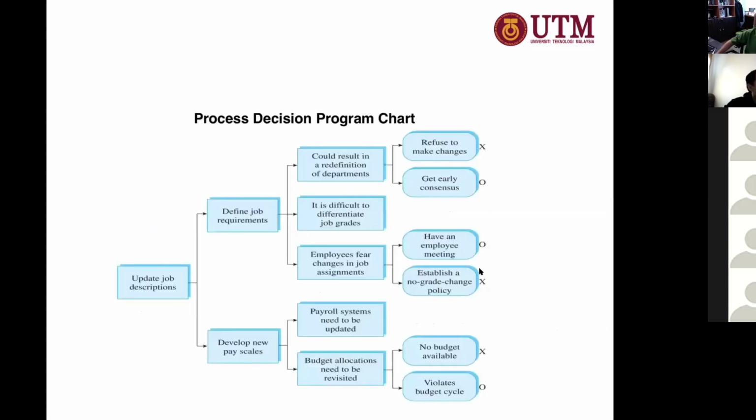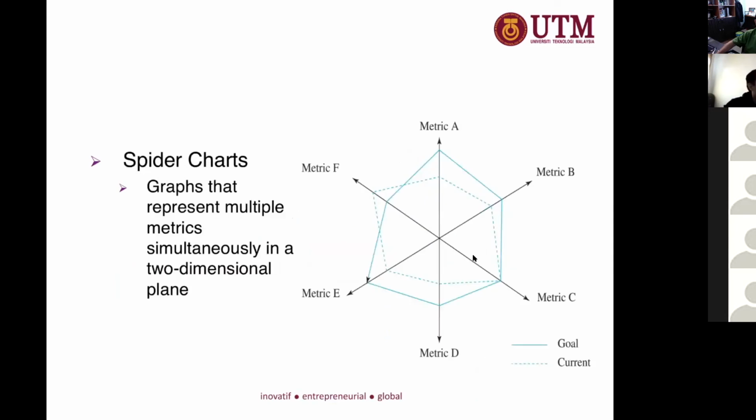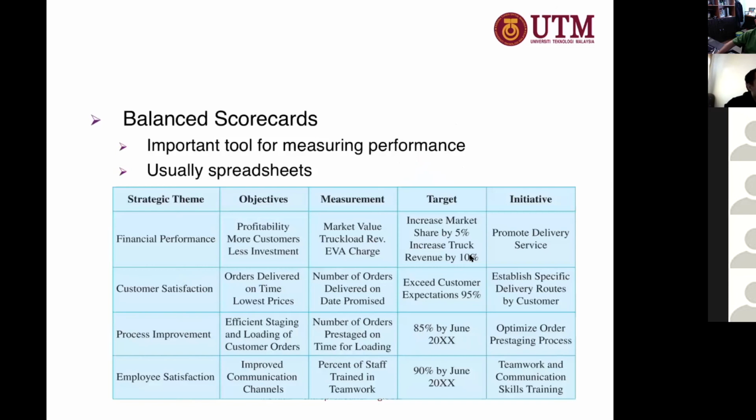This is the process decision program chart. X and O. Upgrade job description, define job requirement, develop new pay scale. Under define job requirement, what are those? And then this one for develop new pay scale. And these are the logics. This is the process decision program chart. Activity network, similar to your project management. You want to see the relationship, and then this spider chart is also familiar to you, I guess.